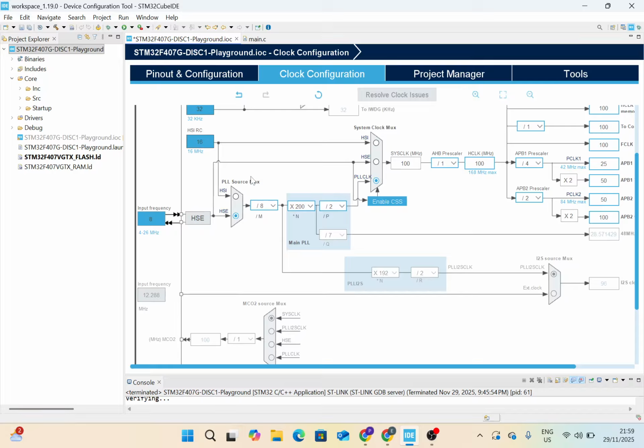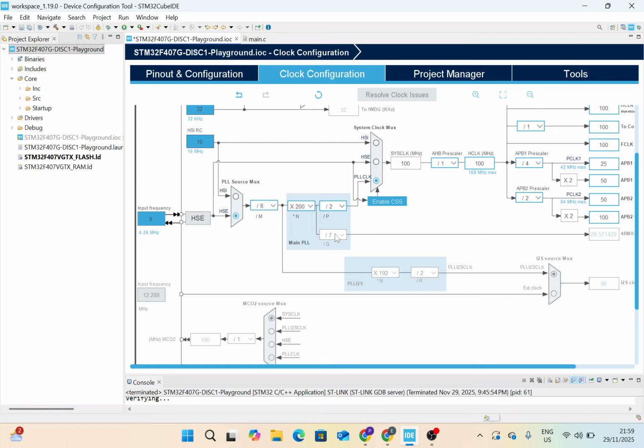We have to tell this PLL source mux that we are going to depend on HSE as the clock source for the PLL engine. We have to indicate that the M of the PLL engine, or the divider of the PLL engine, is 8. We have to indicate that the multiplier within the PLL engine should be 200. We have to indicate that the scaling factor before the signal leaves the PLL engine should be 2.